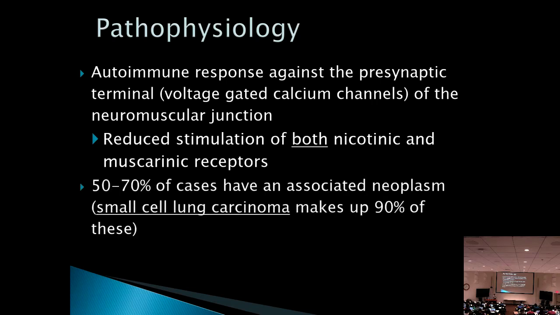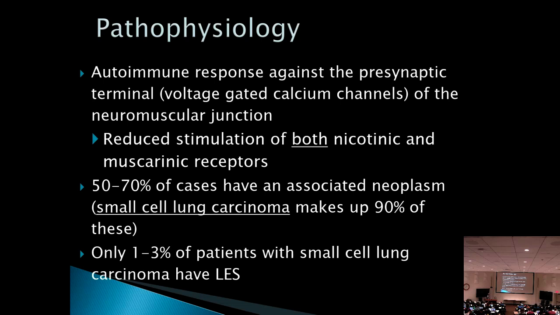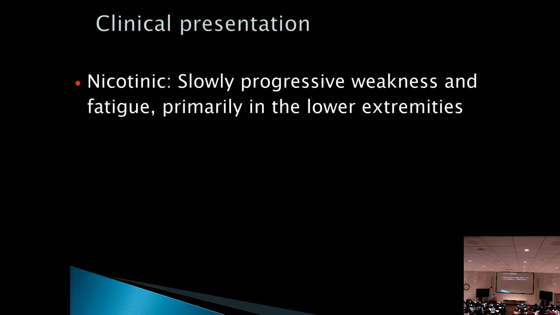Again, 50 to 70% of patients have small cell lung cancer. There are other cancers, but that's the most important one. But just to give you an idea how rare this condition is, only 1 to 3% of patients with small cell lung cancer have Lambert-Eaton syndrome. So it's the great minority of these patients that are actually symptomatic or develop the antibodies.